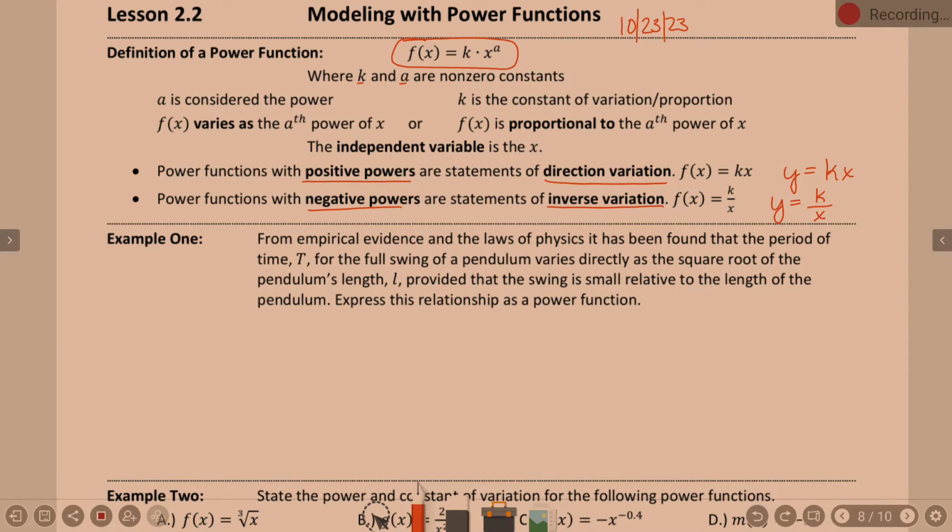Okay. Go back, look for some keys here. From empirical evidence and the laws of physics, it has been found that the period of time t, what are they telling us to use there? T, right? So the period of time t for the full swing of a pendulum varies directly. That's a phrase we've used before, yes. Okay, that's going to tell us a little bit about the setup. So varies directly as the square root of the pendulum's length L. Did they just throw another variable at us? They did. What's it say about that variable? Square root of the pendulum's length L, provided that the swing is small relative to the length of the pendulum. Express this relationship as a power function.